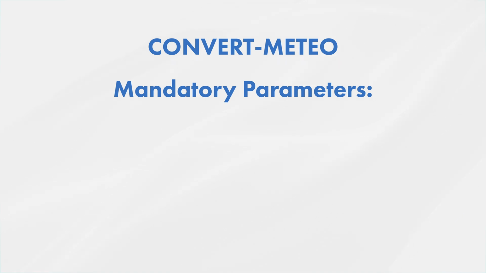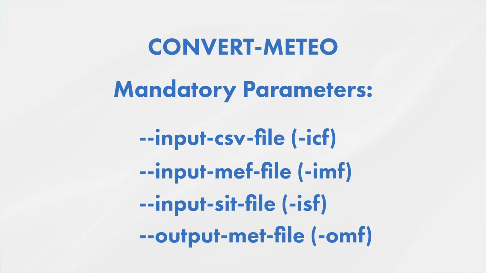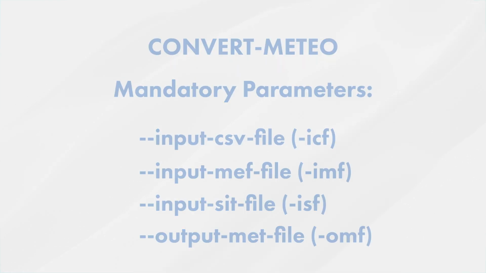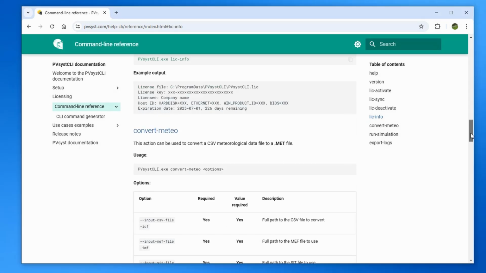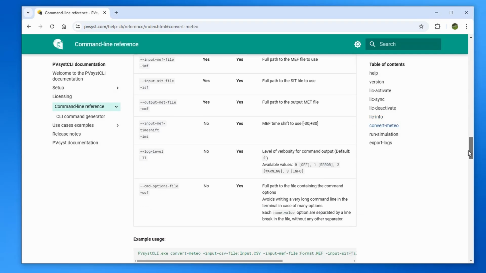These are the mandatory parameters for the convert meteo command: the full path to the CSV file to be converted, the full path for the MEF file required for the conversion. This file contains the format description of the source file. The full path to the SIT file required for the conversion. The full path to the output MET file to be generated. A detailed explanation of these files is available in the PVsyst and PVsystCLI online help.